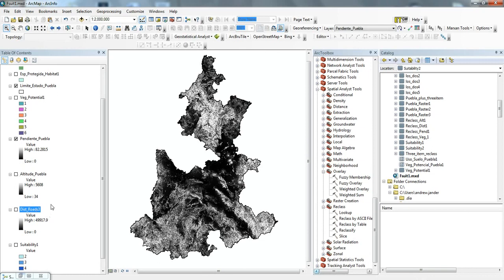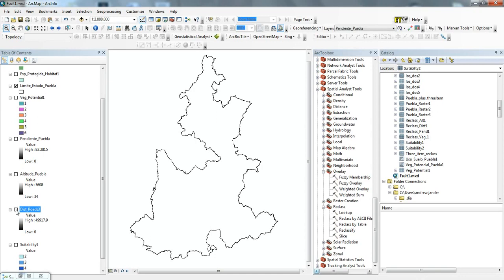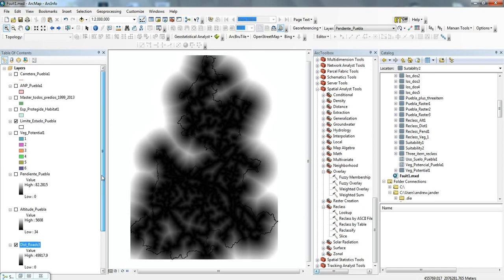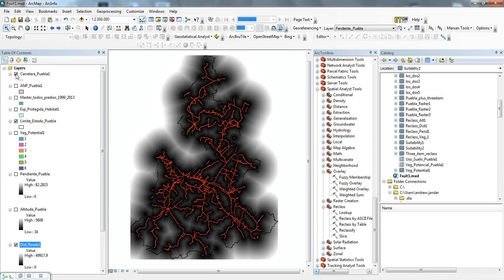The other one that I have here that's important when you're thinking about timber harvest is distance from roads. And so we have this here. I used the Euclidean Distance tool to determine distance from roads. And if you see here, there's the roads. The areas in dark mean that they're closer to the roads, and as it gets lighter, you get further away.